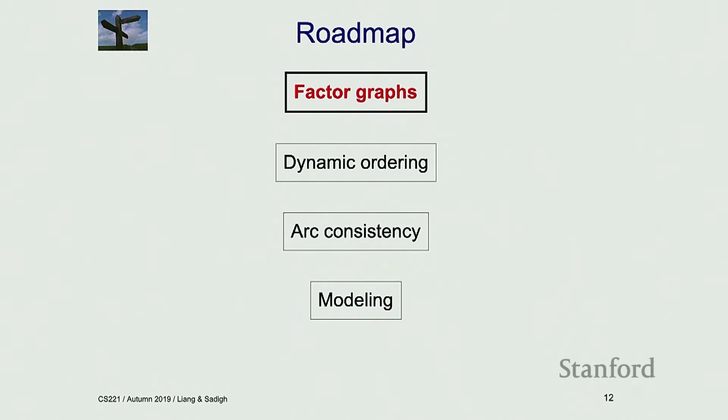Specifically, I'm going to talk about dynamic ordering and arc consistency as heuristics that allow us to solve these variable-based models. And then towards the end, I just want to show a couple of other examples of why variable-based models are so powerful and where they come in, and give you some ideas of other examples to look at. Okay? All right, so that is the plan for today.